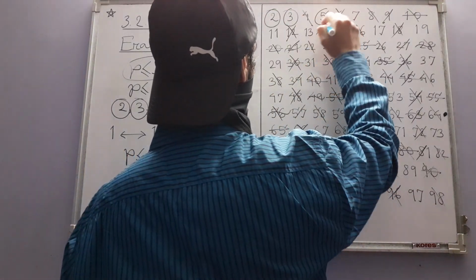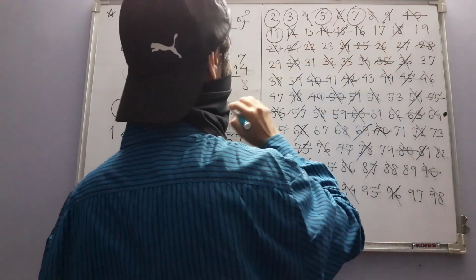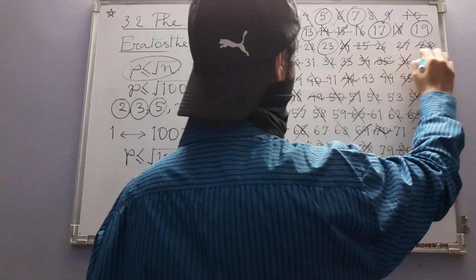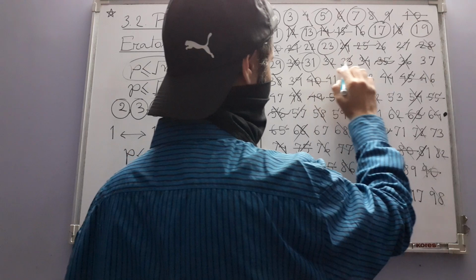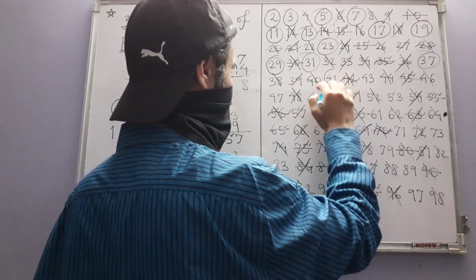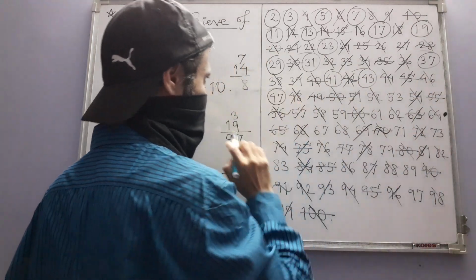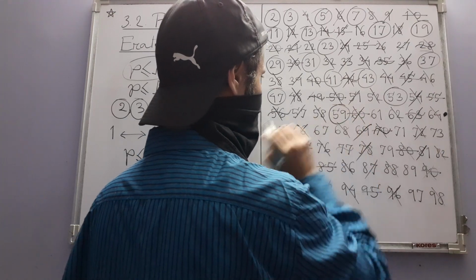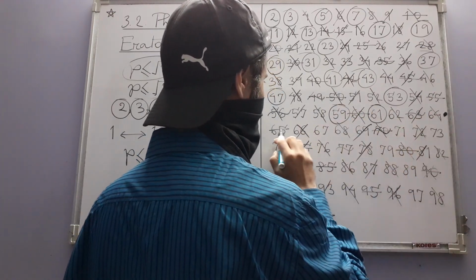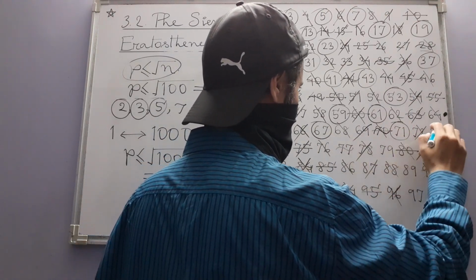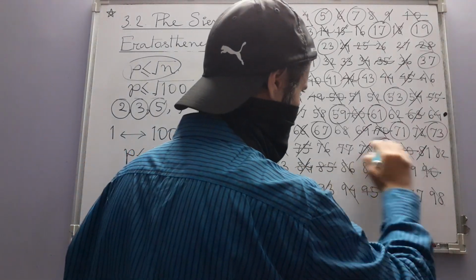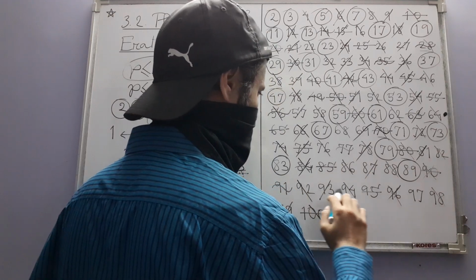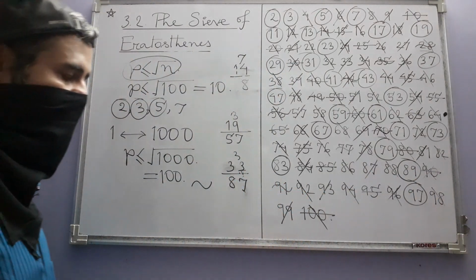2, 3, 5, 7, 11, 13, 17, 19, 23, 29, 31, 37, 41, 43, 47, next 53, 59, 61, 67, 71, 73, 79, 83, 89, 97. Okay, let me now see whether I am correct.